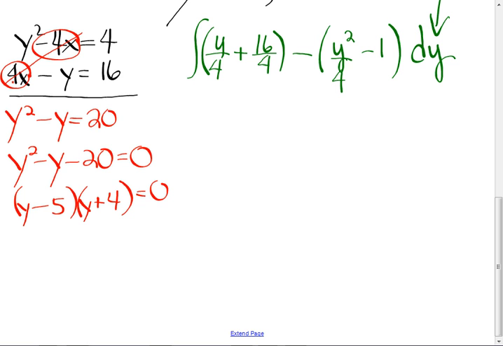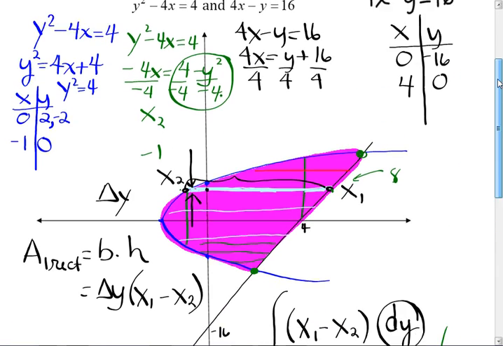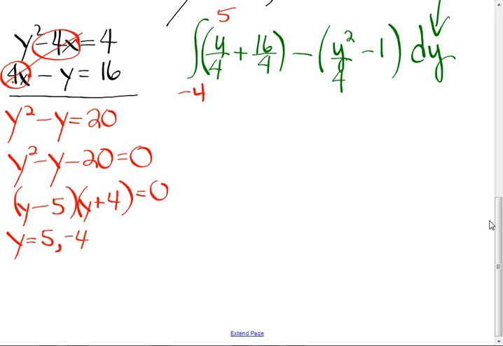So where are the points of intersection? y equals what? 5 and negative 4. So where am I going to integrate from? We still start with the smallest, negative 4, and we go to the largest. Did I write that wrong? Oh, I did. I just didn't simplify that. This would be a 4, but that's okay. No big deal. And that's all there is.